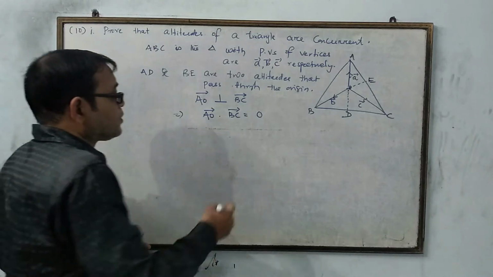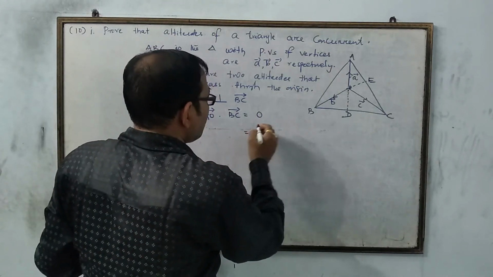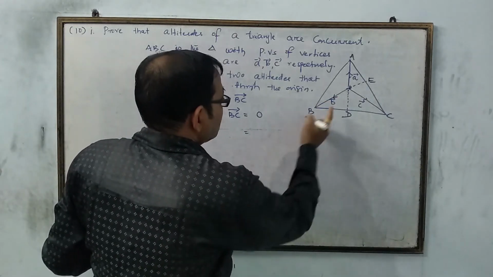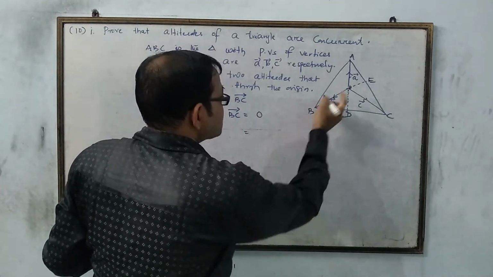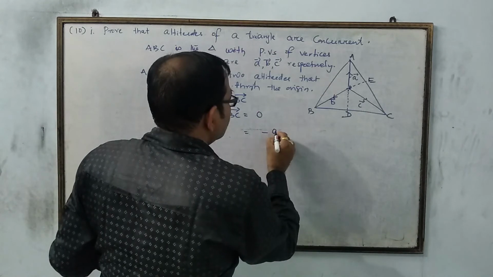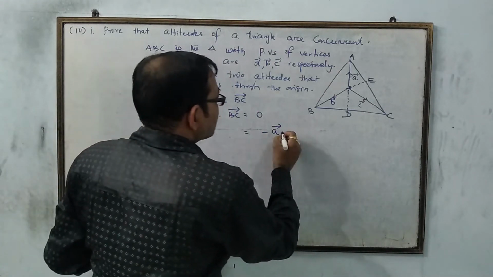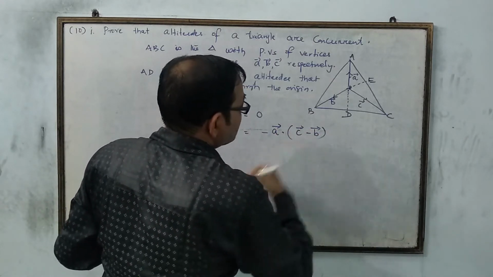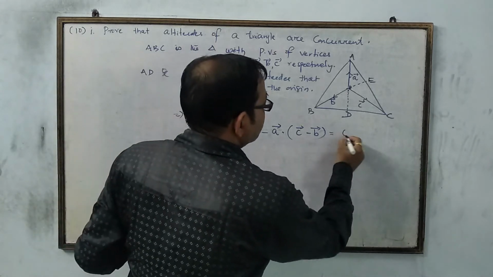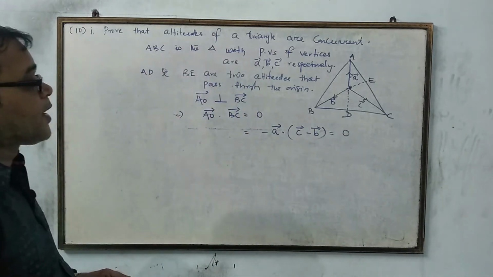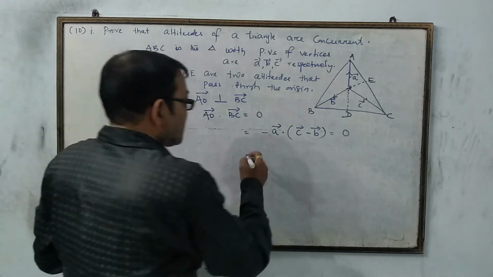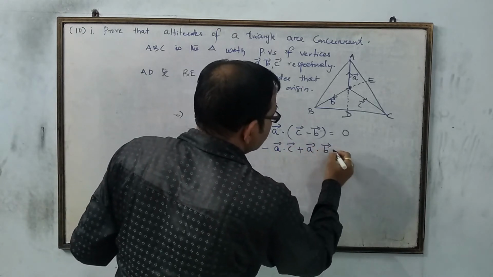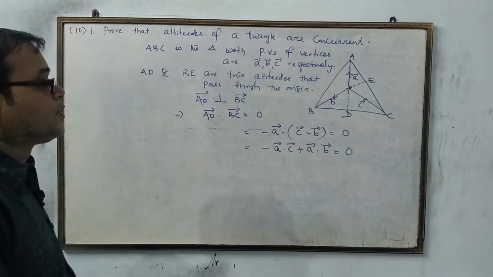What about AO? AO dot BC: position vector of O minus position vector of A. O is taken as origin, so 0 minus A, which is minus A, dot BC. BC means position vector of C minus position vector of B, so minus A dot (C minus B) equals 0. This implies minus A dot C plus A dot B is equal to 0. We got one condition.